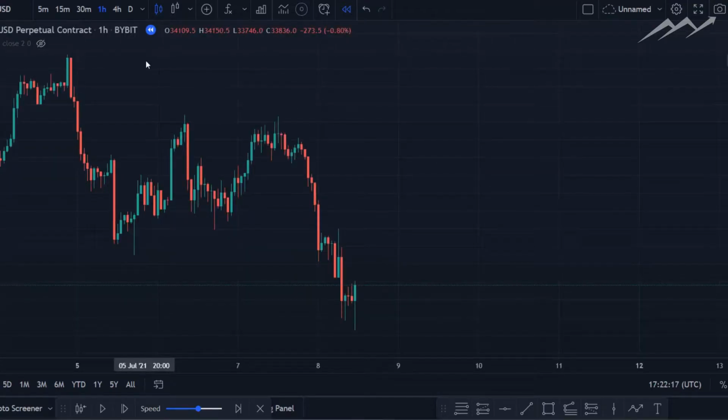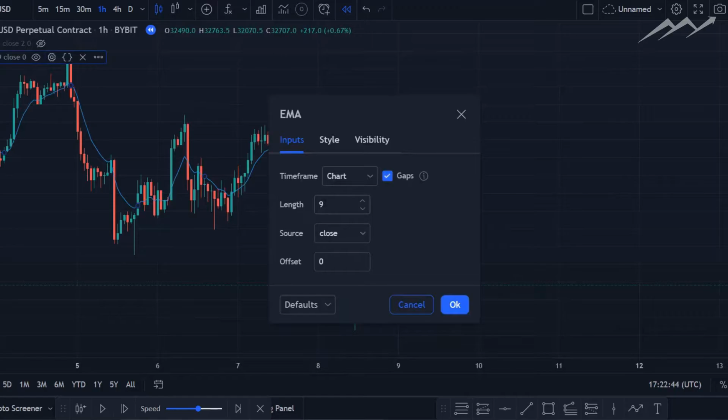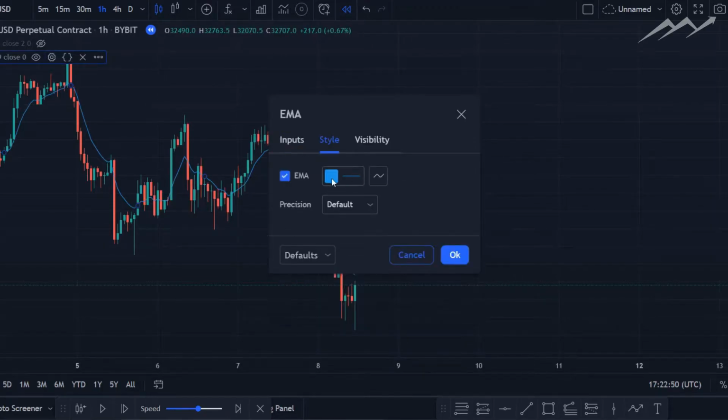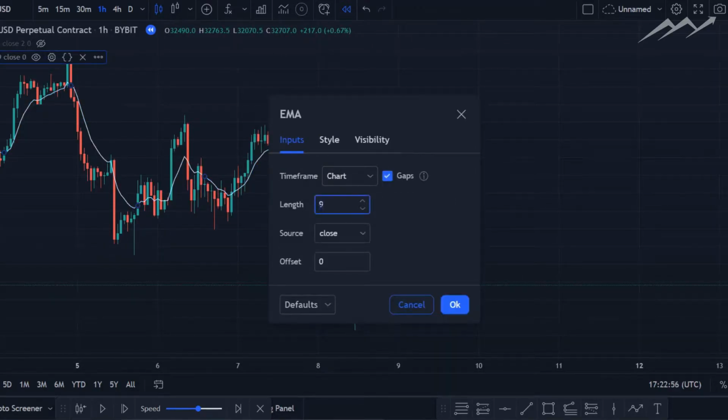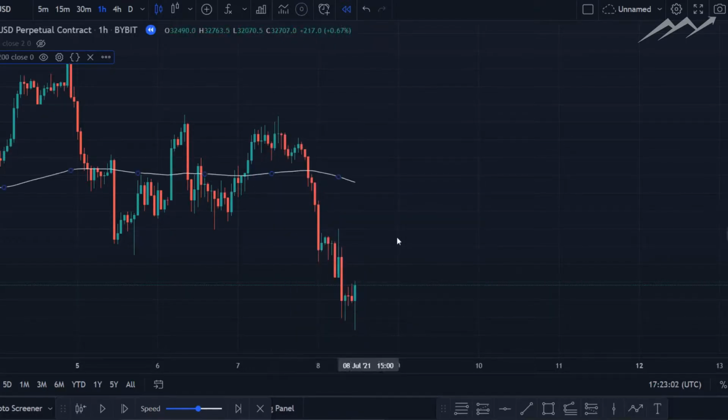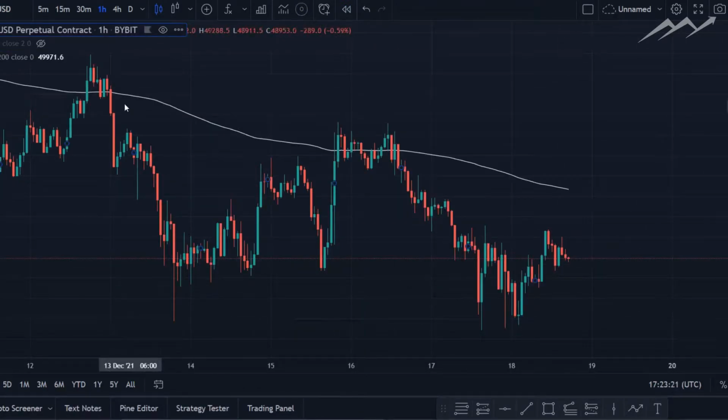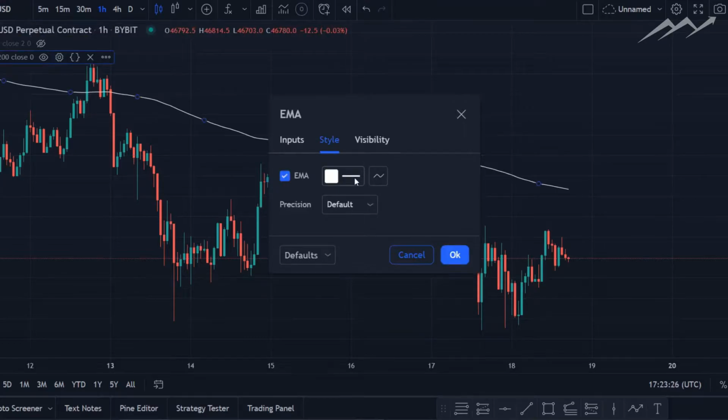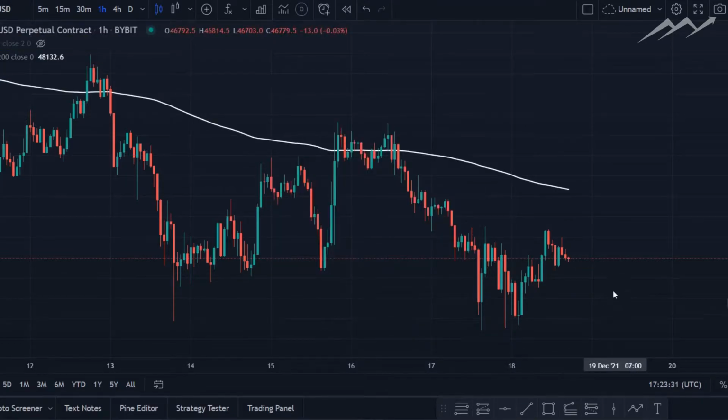The first indicator is an exponential moving average, which I'm going to change the color to white and set to 200. Moving averages are used to estimate future price movement by calculating prior price data. The 200 EMA will help determine the overall trend direction in this strategy.